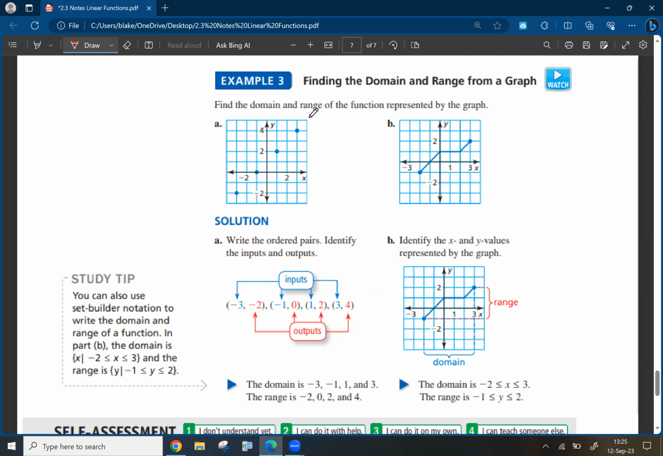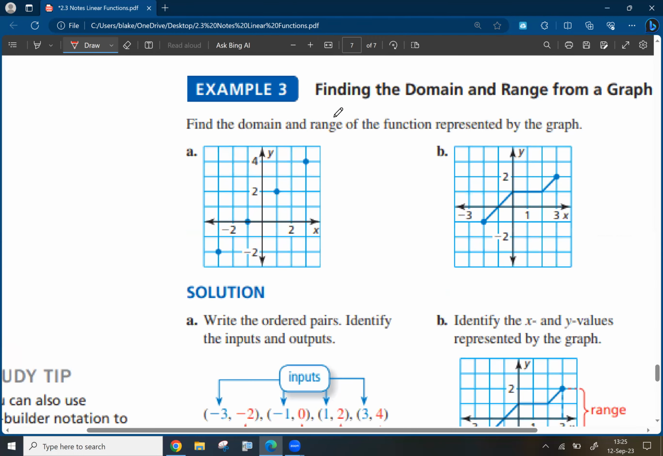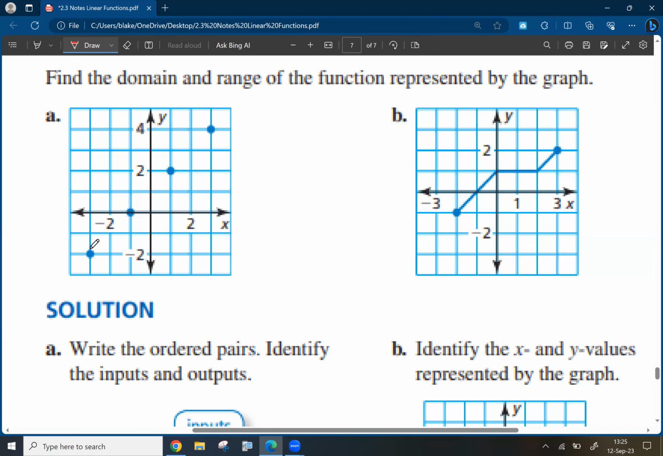Domain is X values. Range is Y values. Now we're looking at that on a graph, so we have to be very careful. Look at A and look at B. Notice the difference. A has only 4 dots, nothing between them. They're not connected. It's just those 4 dots. Whereas B has 2 dots. However, it is completely connected. Okay. It's going to matter. It's going to make a difference.